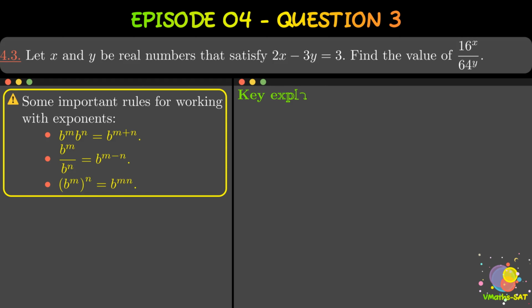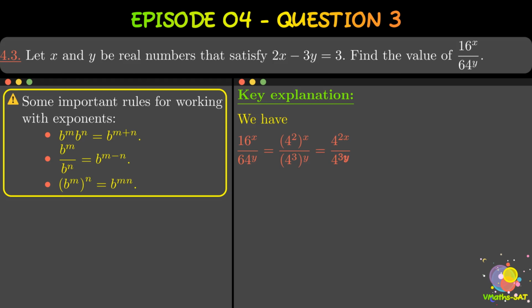Let's take a look at our solution. The expression 16 to the power of x divided by 64 to the power of y can be simplified as 4 squared to the power of x divided by 4 cubed to the power of y. Further simplifying to 4 to the power 2 times x divided by 4 to the power 3 times y. And ultimately 4 to the power 2 times x minus 3 times y.